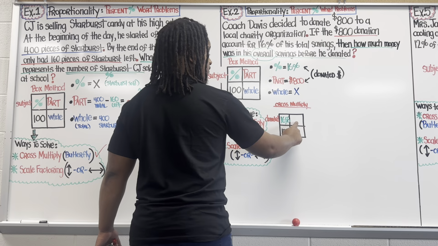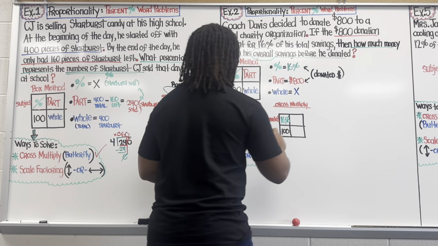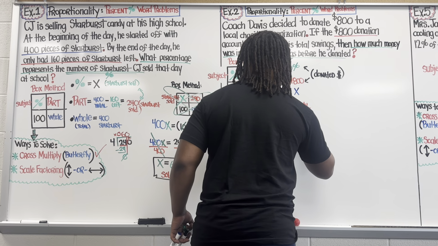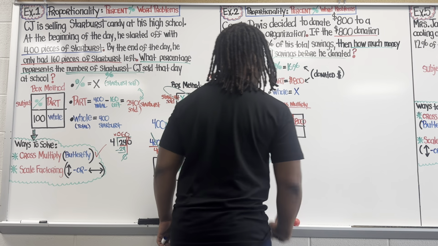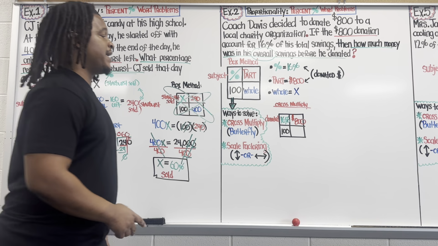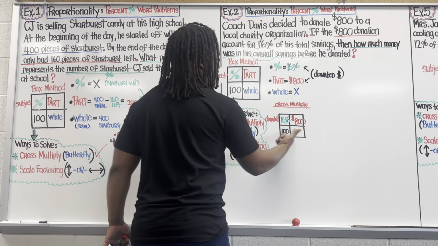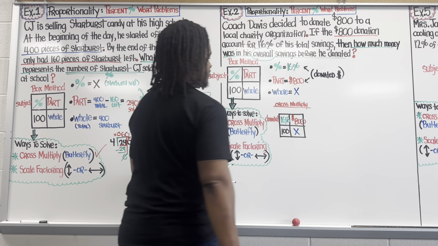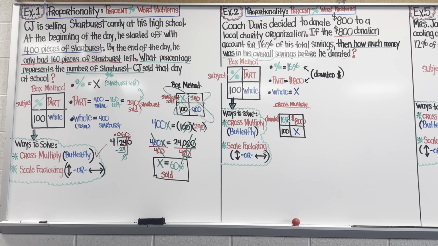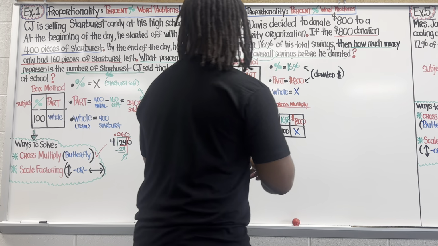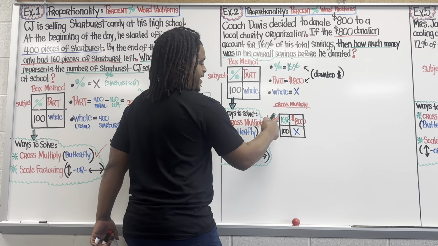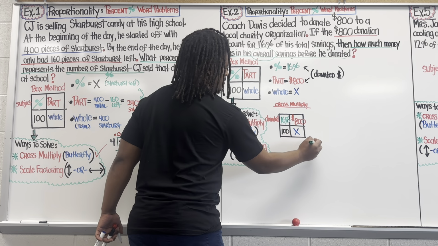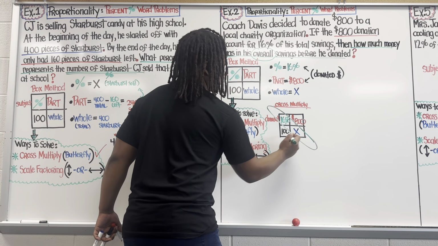The actual amount of money that was donated was $800, so I'm going to put 800. But just like 100, we don't have the whole, right? So we're going to put X, and we're going to solve for that. All right? So now let's go ahead and solve. So I have 16 times X, which is 16X.